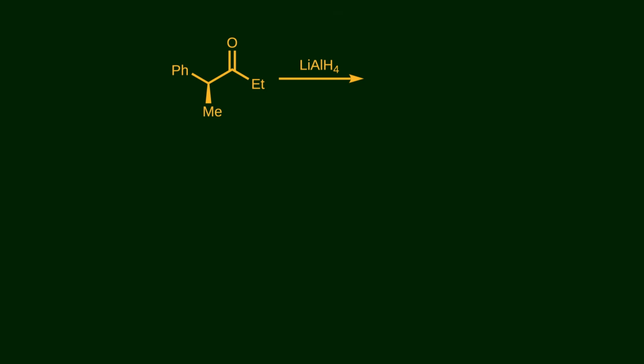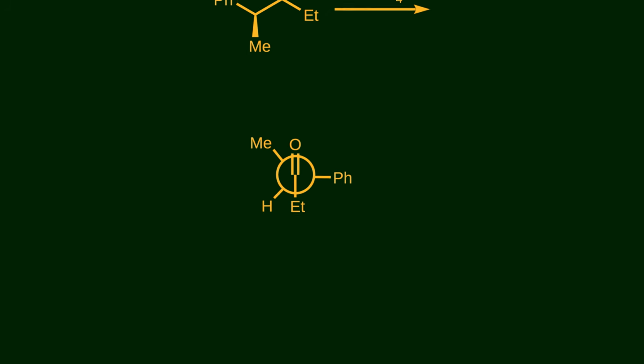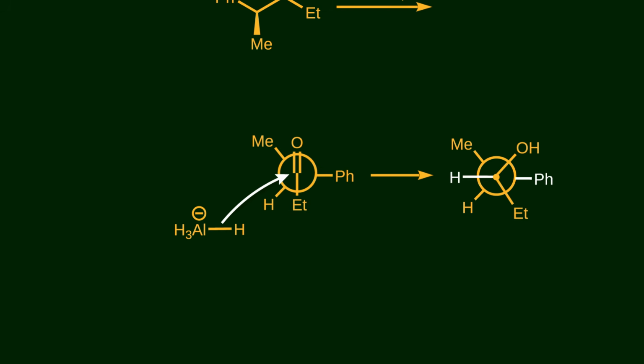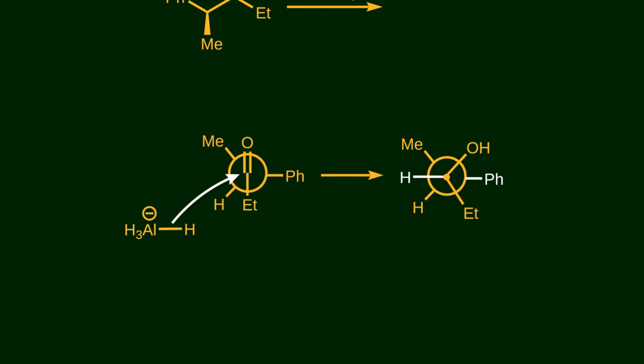Let's get into another example. This time, a ketone reacts with lithium aluminum hydride. As you see, the substituents are like the previous example. Based on the Felkin model, we draw a Newman projection in which the large substituent, in this case the phenyl group, is perpendicular to the carbonyl group. And notice that here there is an ethyl group instead of the hydrogen in an aldehyde. Next, the hydride attacks the carbonyl group from the least hindered side, resulting in this conformation.